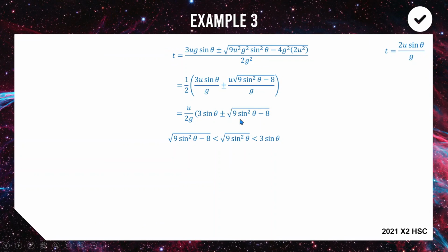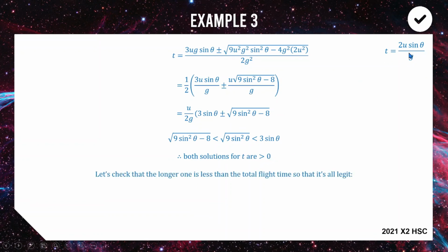So what's inside here is less than 3 sine theta, which means this thing here is giving us 2 positive values because we're not going below 0. That's what this argument here is trying to establish, okay? 2 positive values, both solutions for t are greater than 0. That's good. Now we know that they're both positive, we're just going to check that they are less than this, and then we're all good for our full 5 marks for this question.